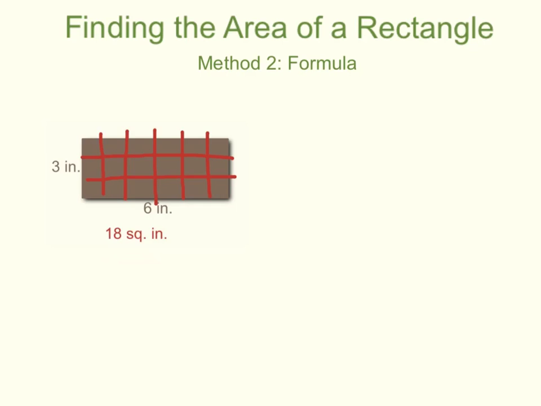This relates directly to the formula for finding the area of a rectangle. There are 2 formulas for finding the area of a rectangle. One is area equals length times width. Length is the long side, width is the short side. Or area equals base times height. Base is the long side, height is the short side.